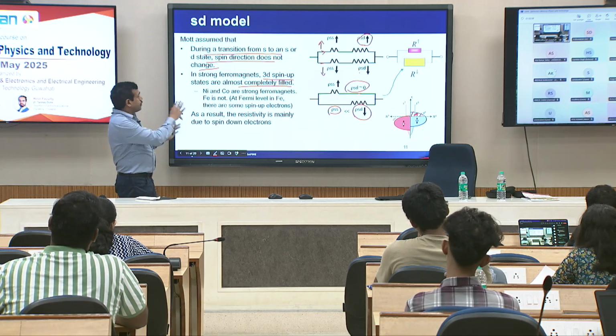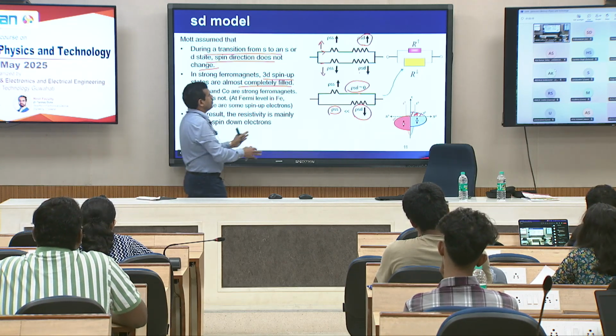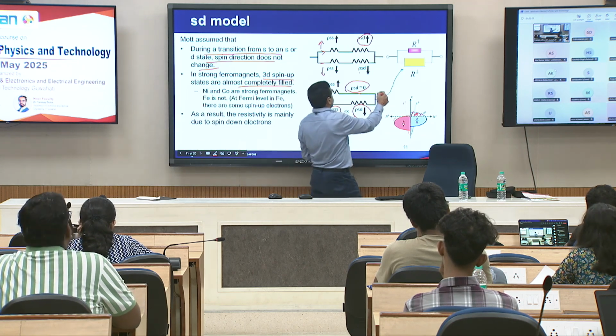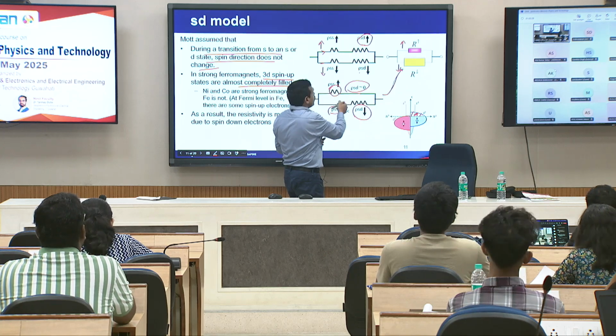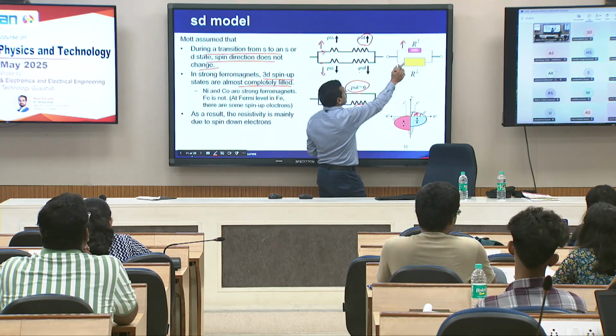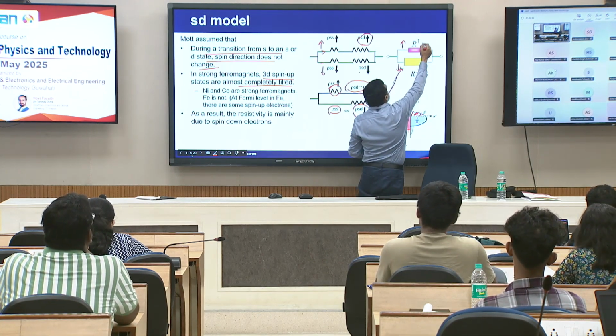Okay. So, because of all this discussion, we can come up with a simple diagram. Now the resistance for spin up electrons and spin down electrons can be shown something like this. I told you this is 0 and this resistance is very small. So, for spin up electrons the resistance is small.